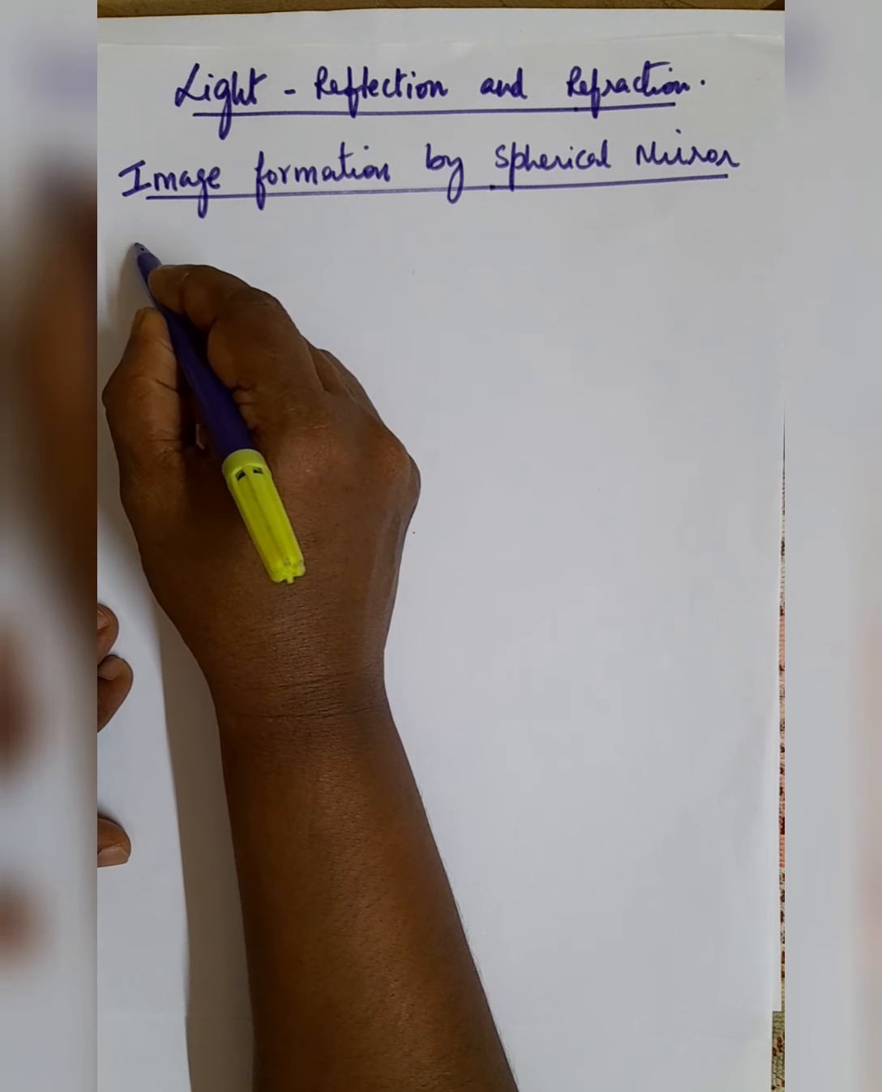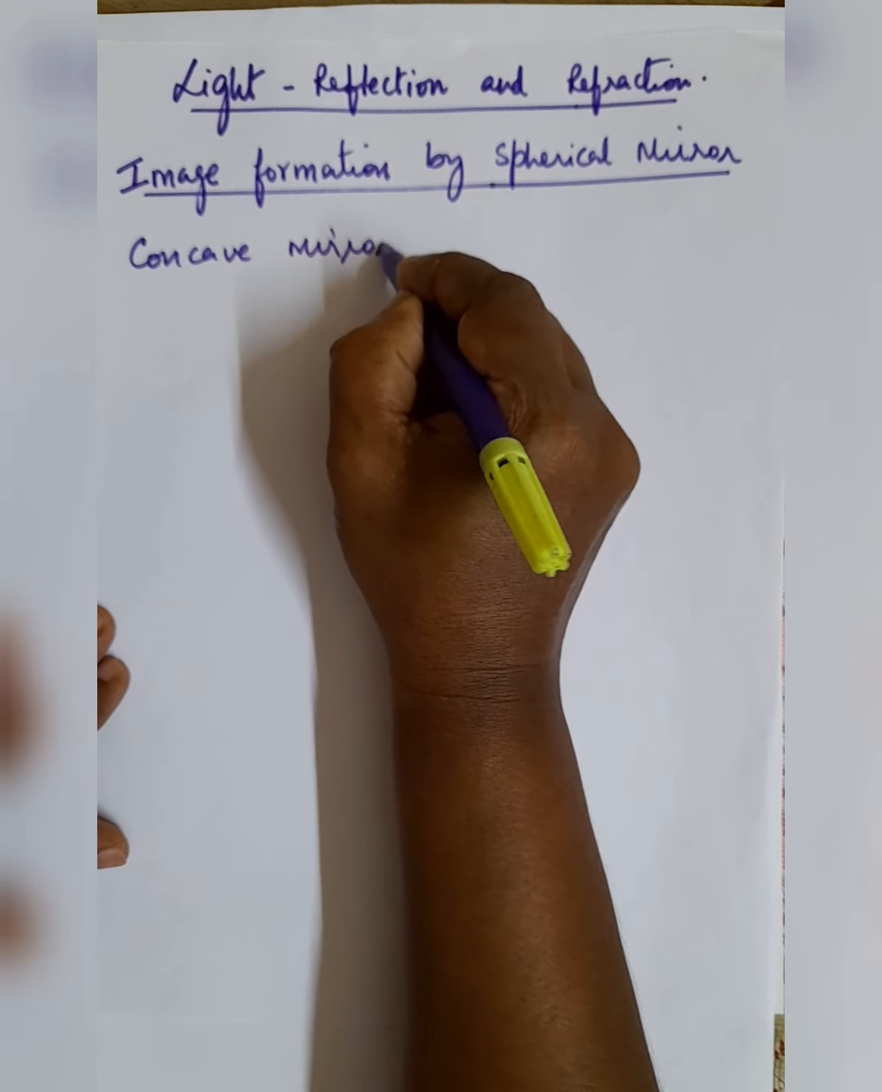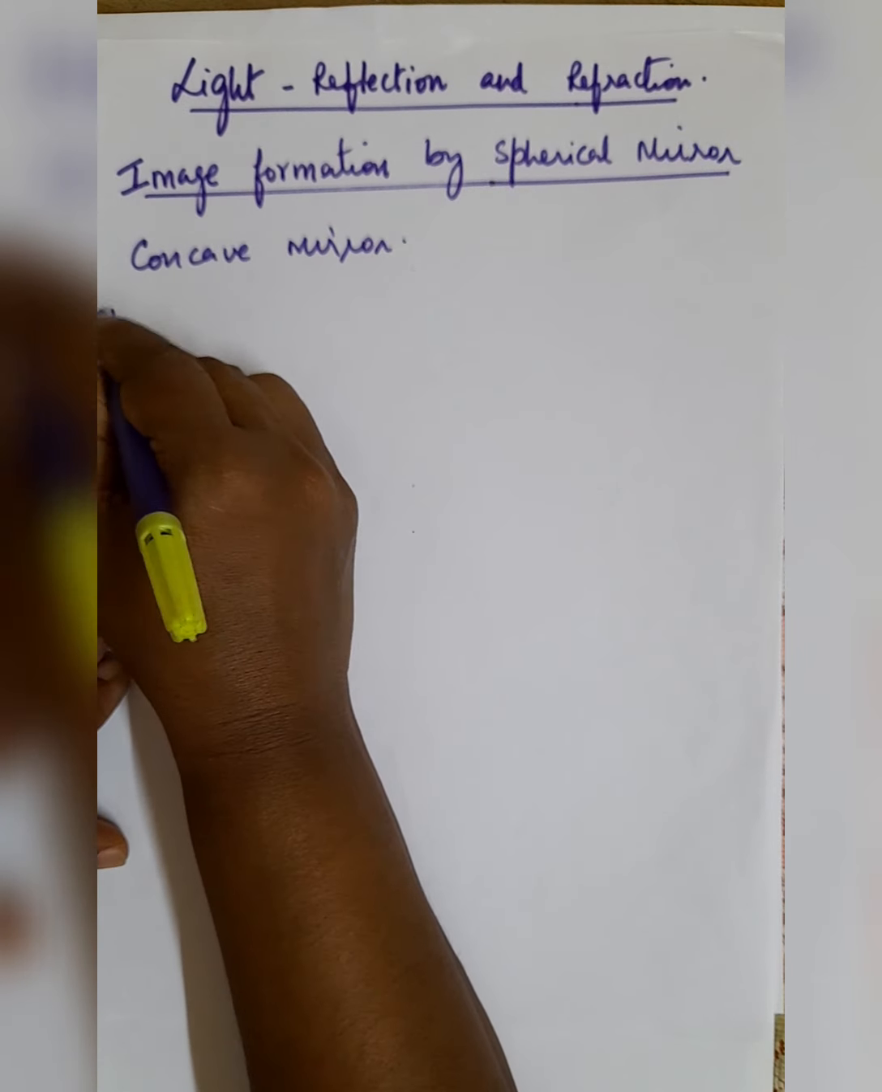Students, in the lesson Light, Reflection and Refraction, let us learn the image formation by spherical mirrors. The first one we are going to learn is the concave mirror. In a concave mirror, the inner side is reflecting. So we are going to learn the different image formation by these concave mirrors.